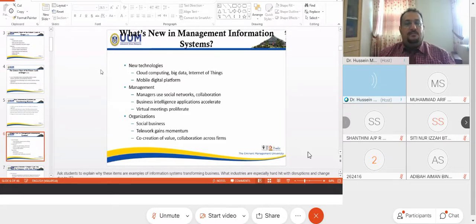What is the new management information system? We said that we have three aspects, and we will come through them now. The information system consists of three aspects: technology, people, organization. So in these new technologies, what does management do? Now managers start to use social media or social networks to promote and market their products, ideas, and services, and to collaborate with their partners.